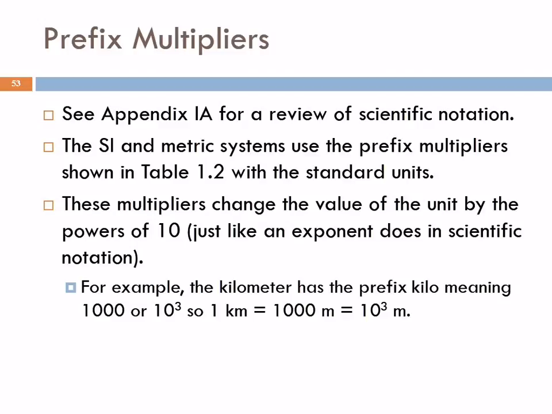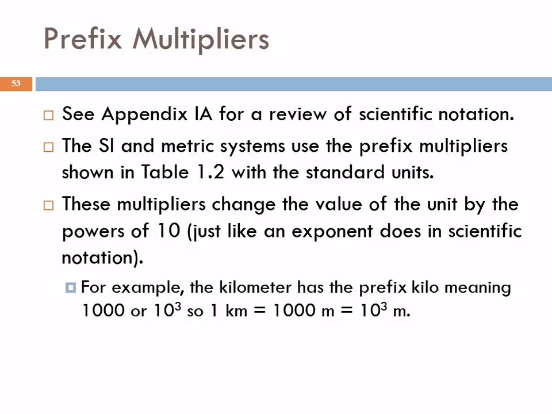Prefix multipliers in the metric system. I am going to assume that you are proficient in scientific notation. If you are not, you should see Appendix 1A for a review of that and ask me lots of questions outside of lecture, and I'll help bring you up to speed. But we don't have time to go over scientific notation.